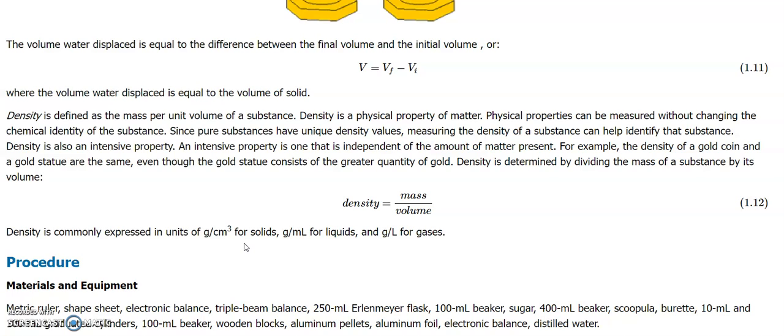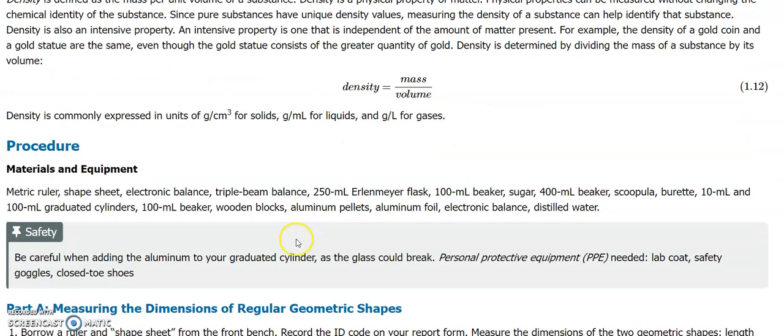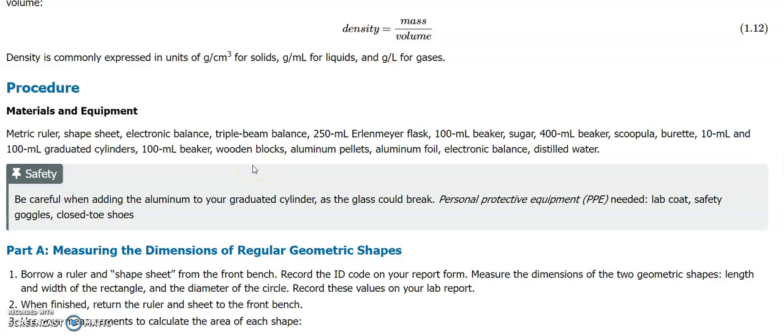For example, the density of a gold coin and a gold statue are the same, even though the gold statue consists of a greater quantity of gold. Density is determined by dividing the mass of a substance by its volume. So density is equal to mass by volume. Density is commonly expressed in units of gram per cubic centimeter for solids, gram per milliliter for liquids, and gram per liter for gases.